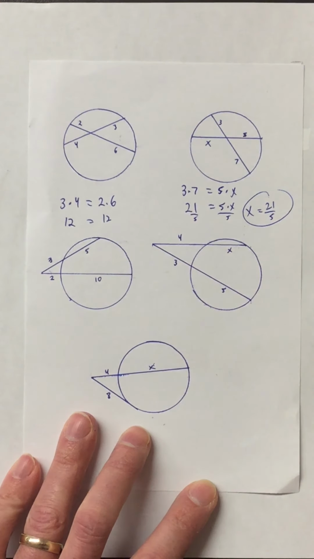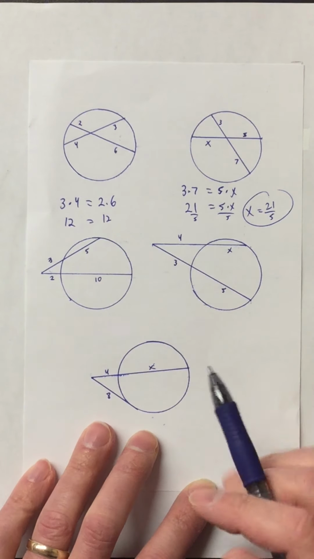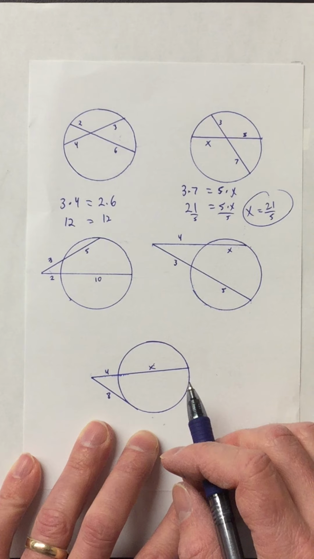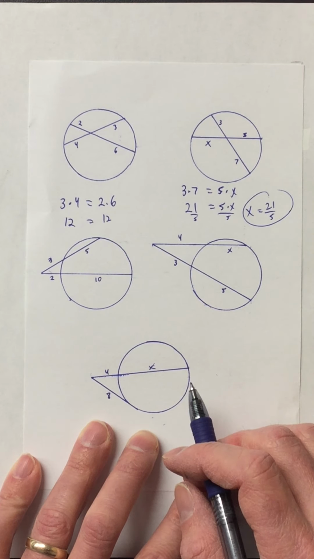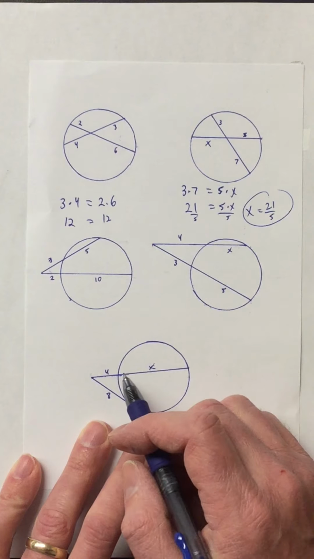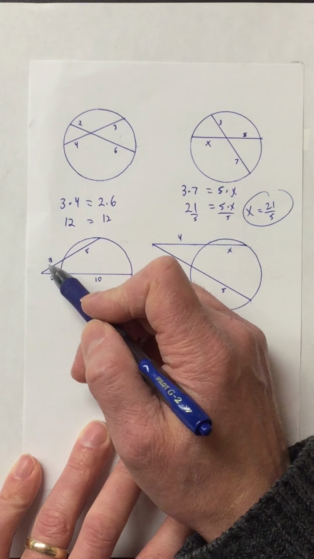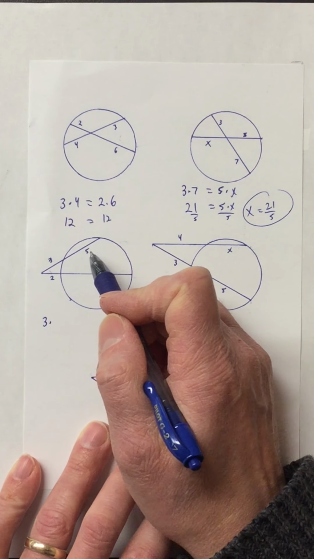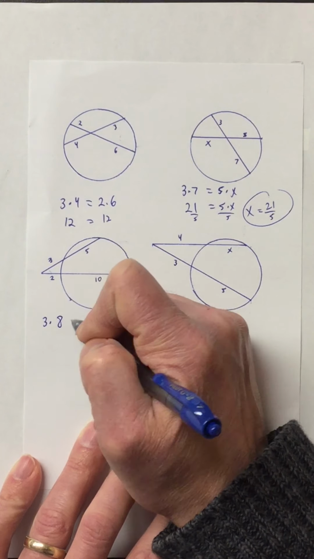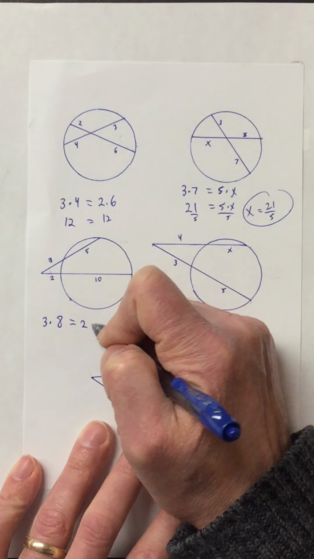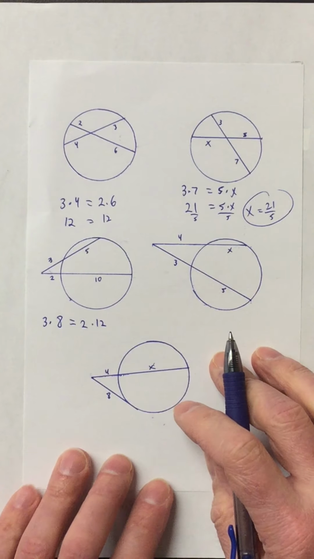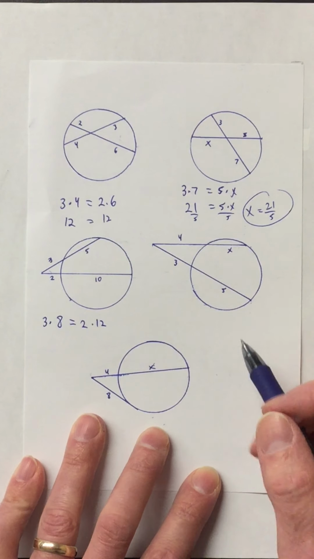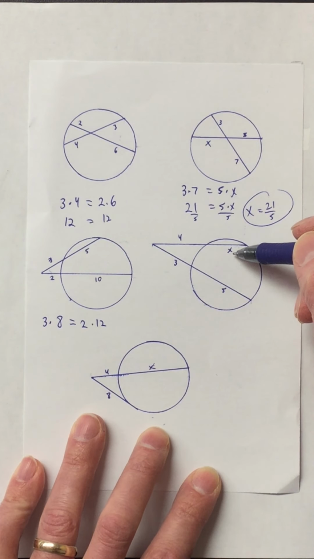Okay, what happens when they cross on the outside? This one's a little tricky. You're still multiplying, but you're going to multiply the value that you want to find by the total length of the line. So let's say we want to find one of these two outer parts here. We would do 3 times the total length, which is 3 plus 5. So we do 3 times 8 equals 2 times the total length, which is 12. And that works out to be correct. 24 equals 24.